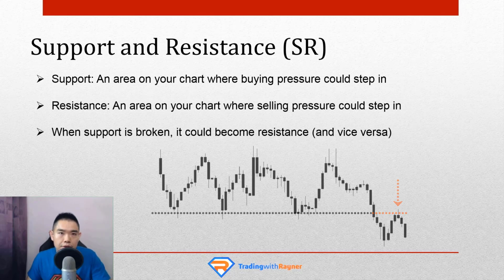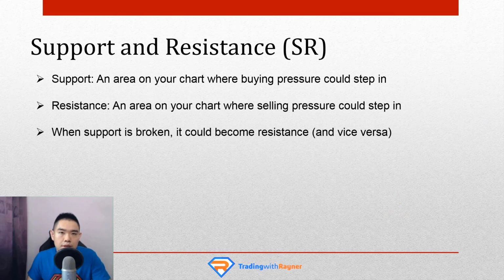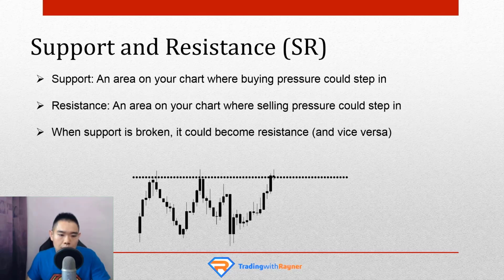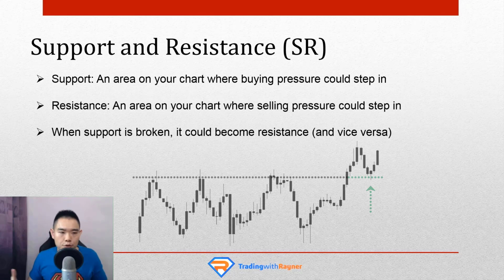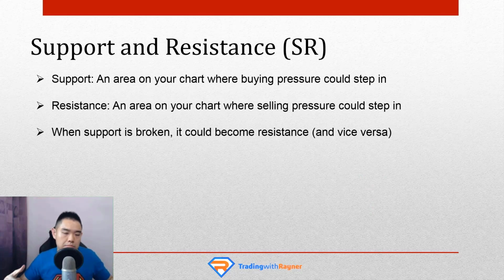And vice versa. If resistance is broken, that area could now become support. Let's say this is resistance: up, down, up, down, up, down, up, breakout, come back. Previous resistance could become support, and the price could possibly head up higher from here. So let me share with you a few charts so you can let this concept sink into your head. The first one here is pound Canadian.